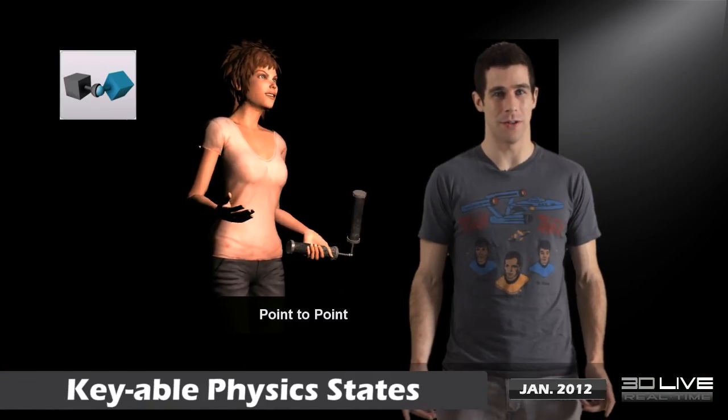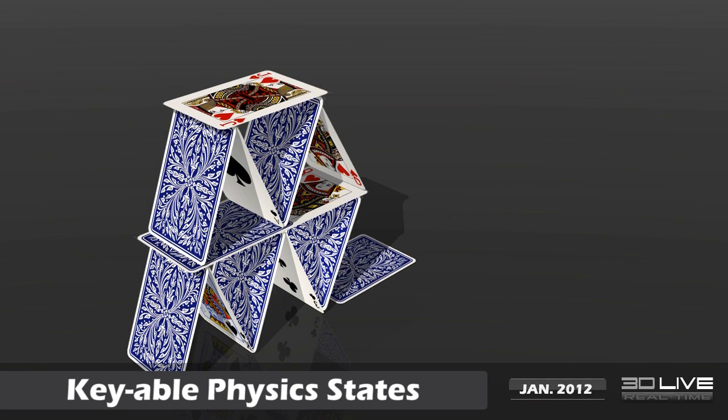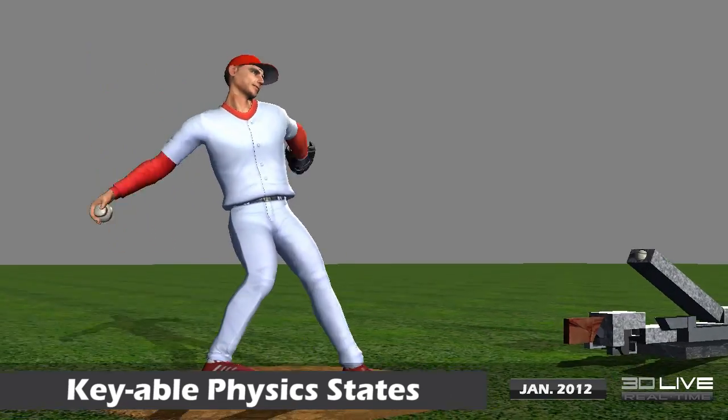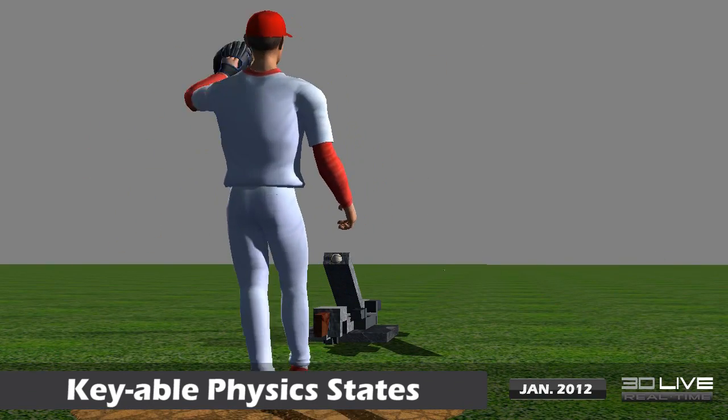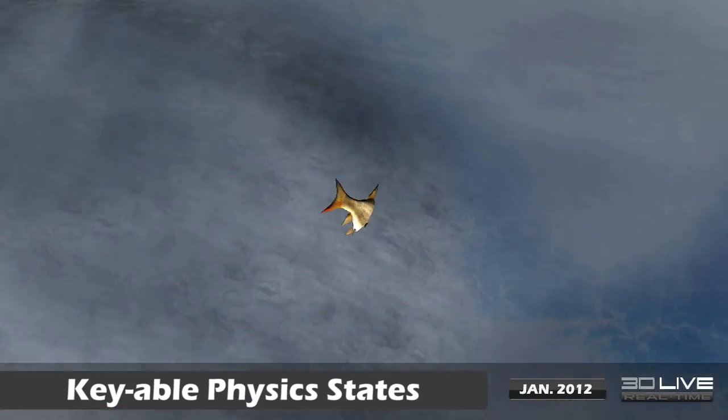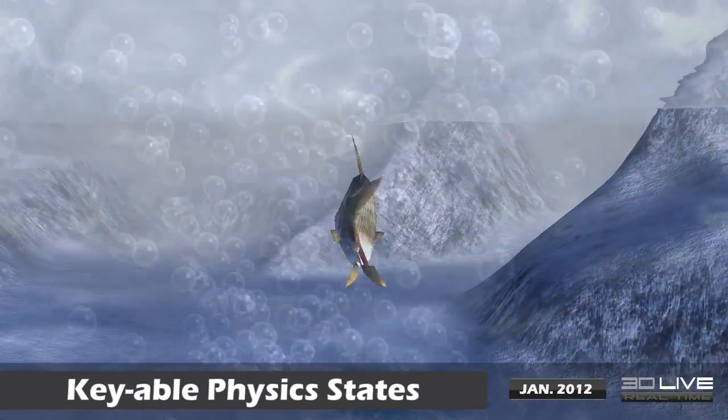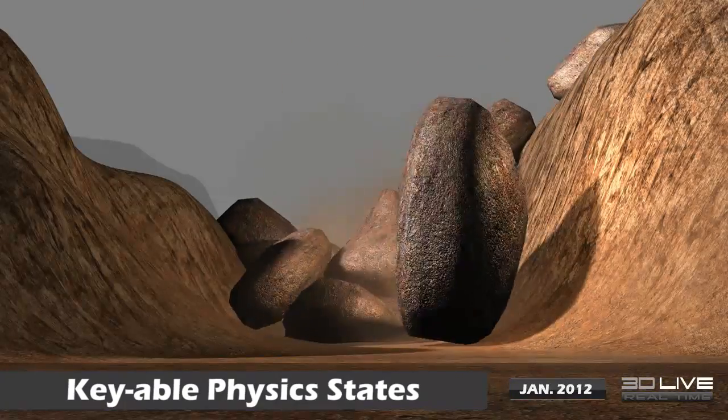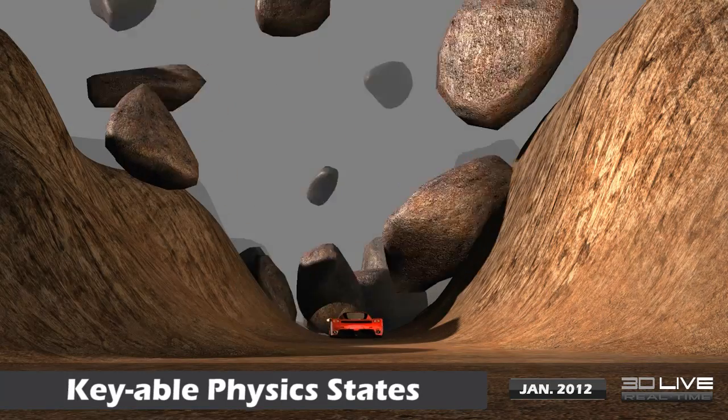Oh, and did I mention, iClone 5 now offers keyable physics states. Basically what this means is that you can change an object from kinematic to dynamic midway through your animation so that you can control an object up until the point you want to let it go and react naturally to its environment. Great for crashing cars, let me tell you.